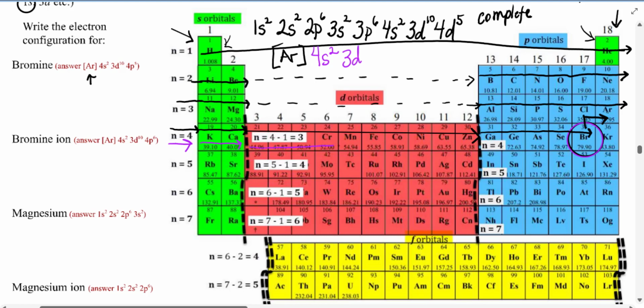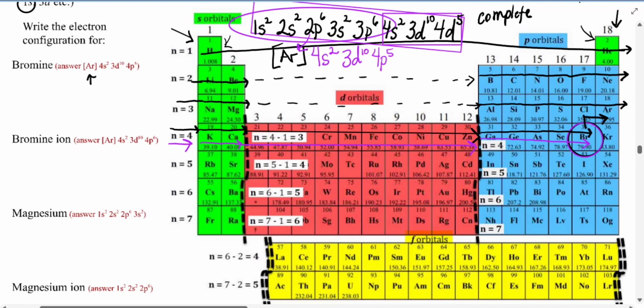And we're going to go all the way across. There's 10, so 3d10. And now I'm exiting the 3d10 and going into the 4p. So I'm going to write 4p here. And then I'm going to count till I get to bromine, which is 5. 4p5. All right. So if you look at our complete electron configuration right here, this portion, the 4s2, 3d10, 4p5, is the same as this one down here, which means this is the noble gas, or the electron configuration for argon. All right.